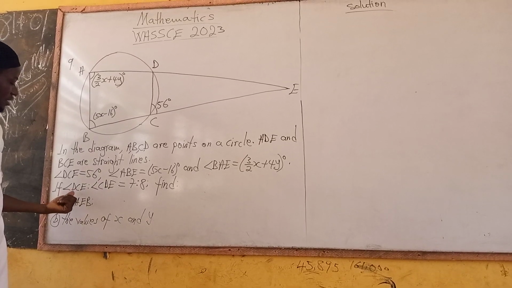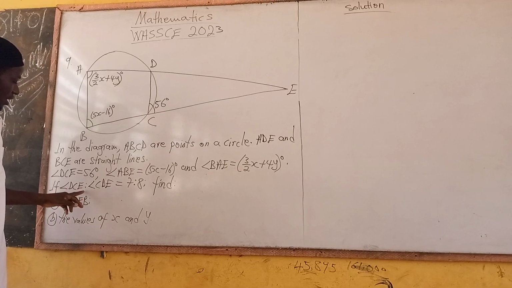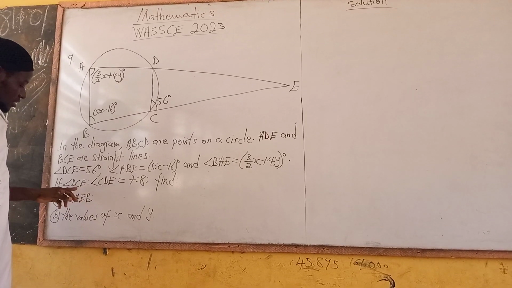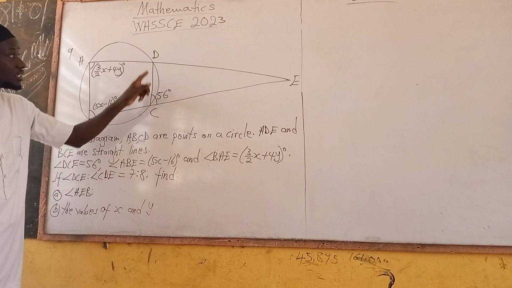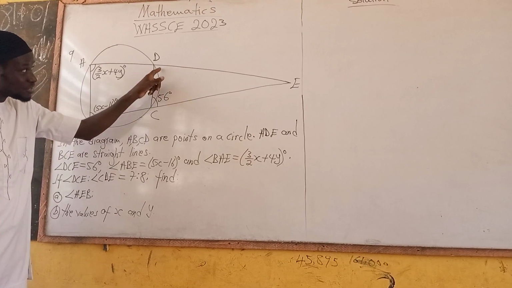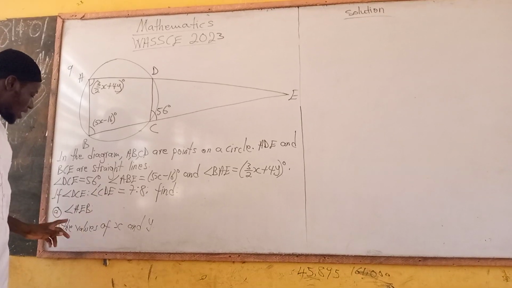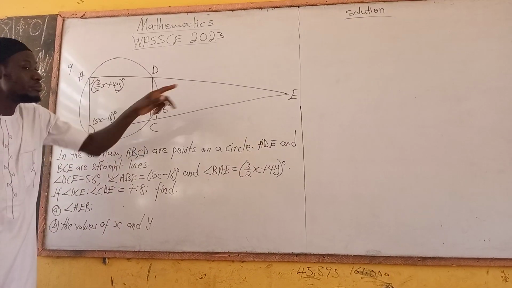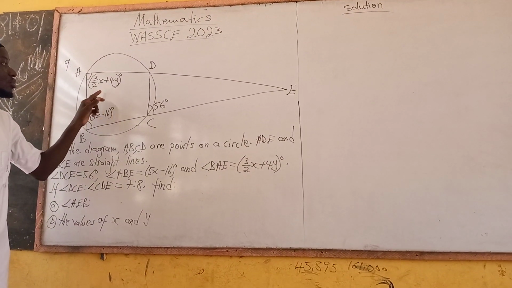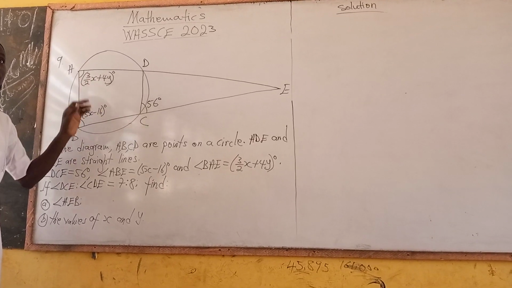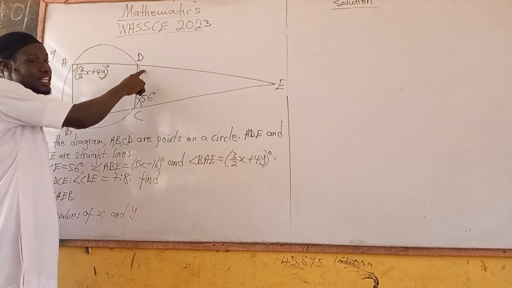And say the ratio of angle DCE, which is given as 56 degrees, to angle CDE is 7:8. Find angle AEB, referring to this angle. Then find the values of x and y which are found in these two angles.